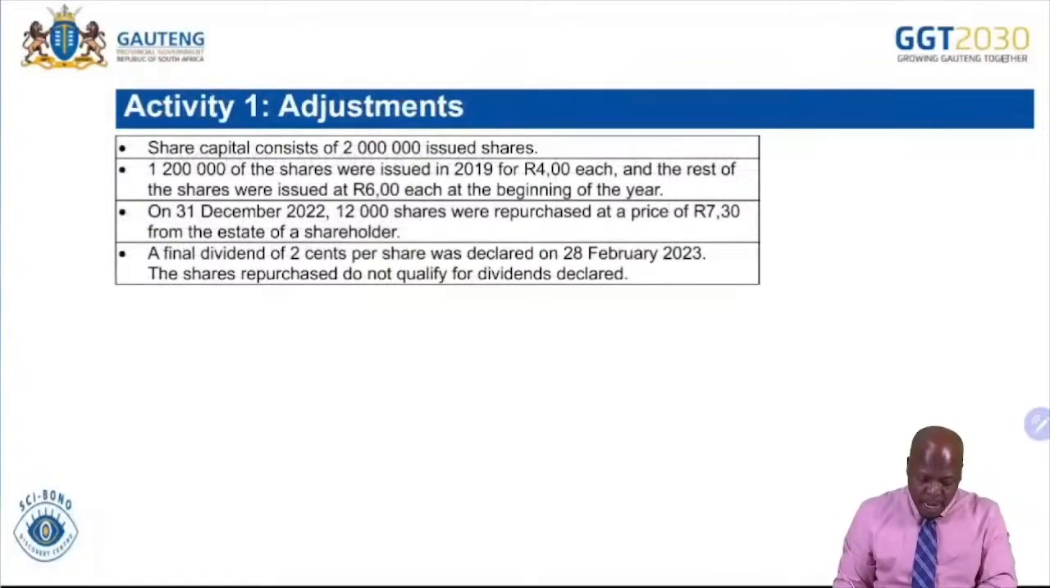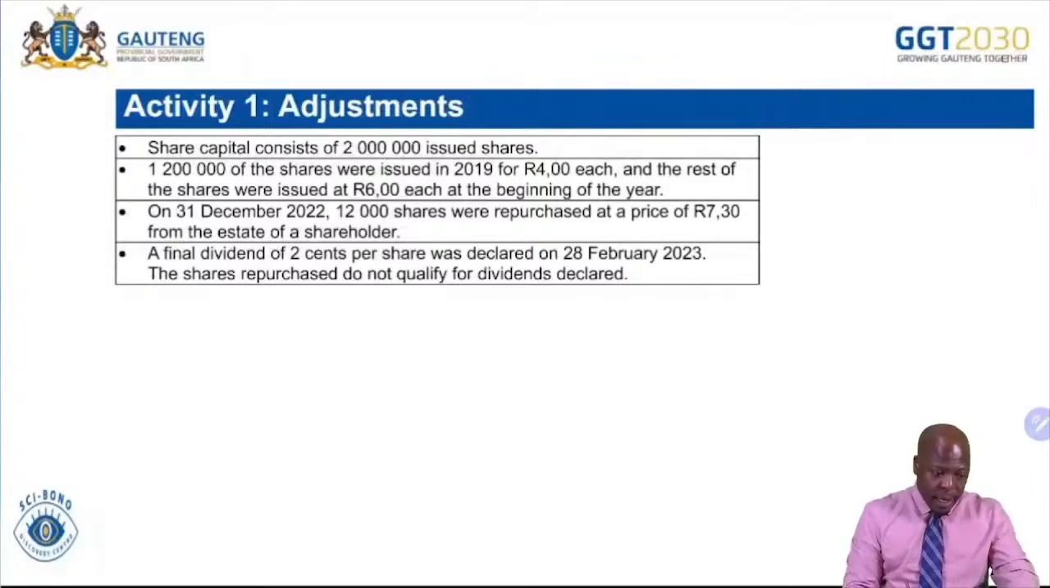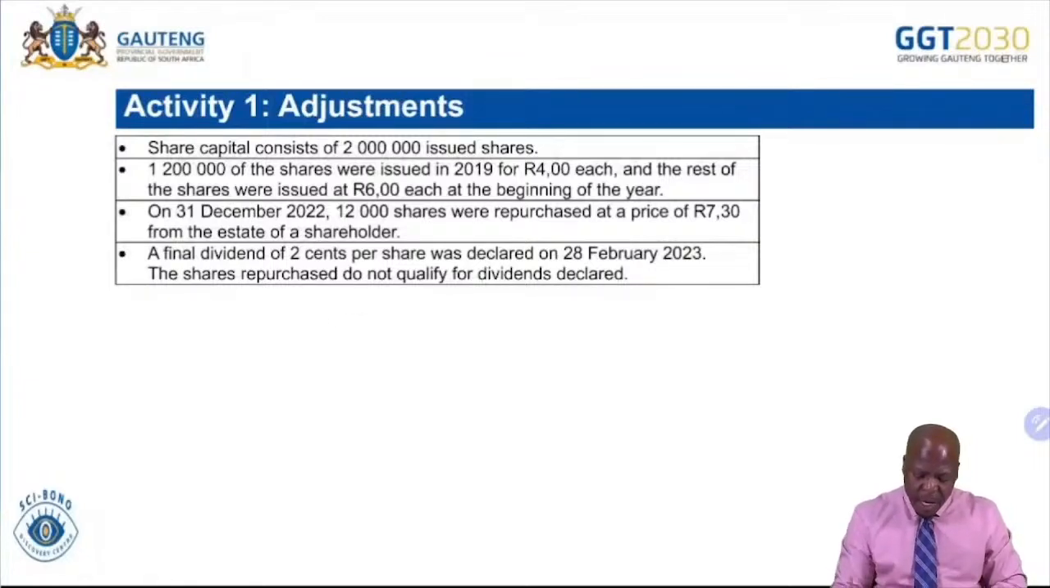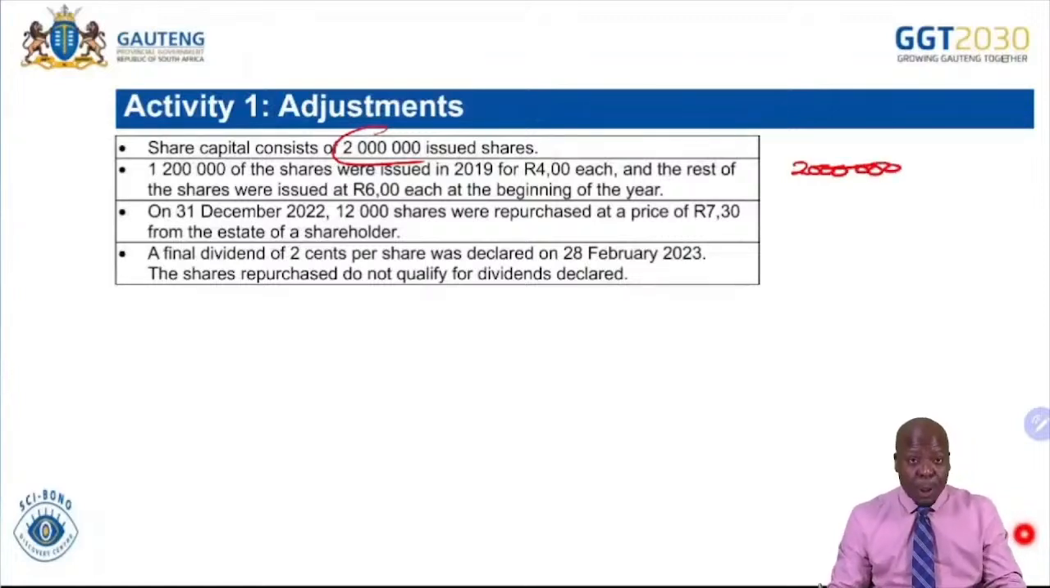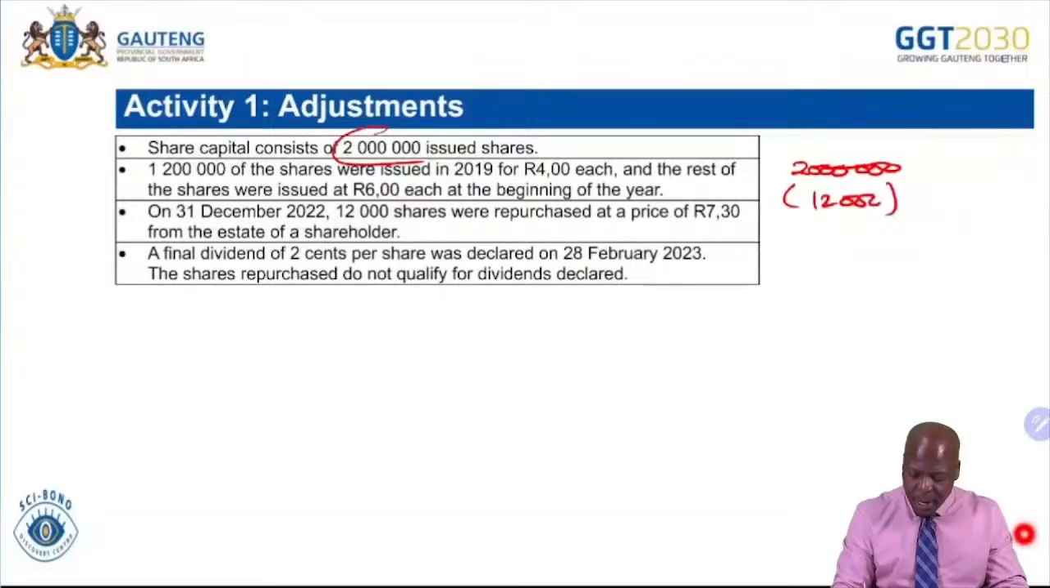And then the next one, we are now told that a final dividend, we are now calculating the final dividend, that a final dividend of 2 cents per share was declared. Remember how many shares we had at the end, because we had 2 million in issue, whereby we had issued the 1.2 and the 800, but we ended up repurchasing how many? 12,000. That means at the end of the financial year, we now had 1,988,000. Let's see what they say.